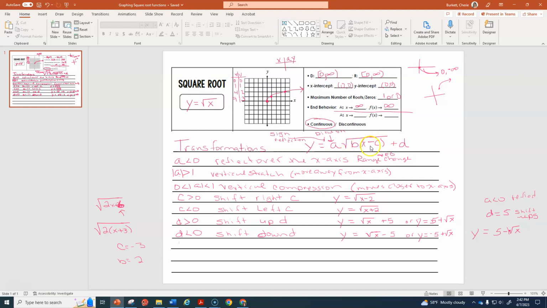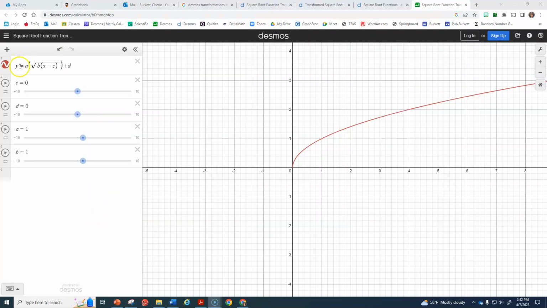So we're going to move over to Desmos real quick and watch some transformations so I can explain what I'm talking about. So let's jump over there real quick. Okay, so I've typed in the general equation. I've put A on the outside. I put B underneath the radical with the parentheses and the minus C, close the parentheses. I did all of that. I typed it in just like I have it written down.